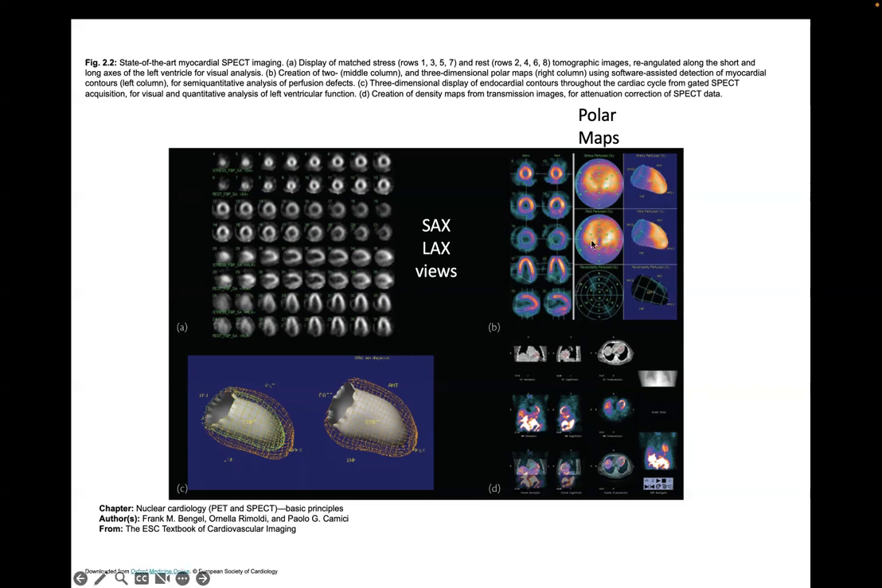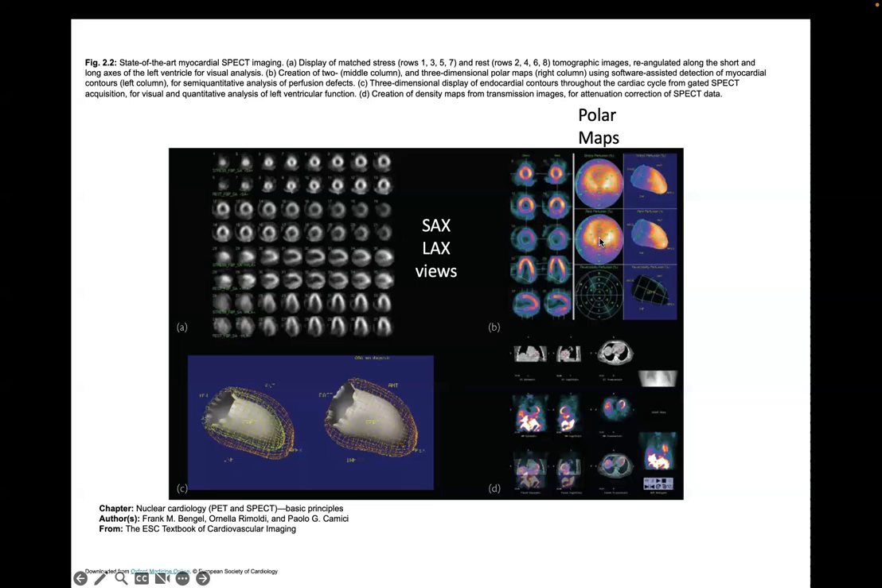If you want to flatten this 3D model out so you can see it all in a two-dimensional plane without having to manipulate the 3D model with a mouse or something, you can make a graph that looks like this. And this is called a bullseye plot. At the bullseye, right in the middle, is the apex of the myocardium. So that's this point right down here.